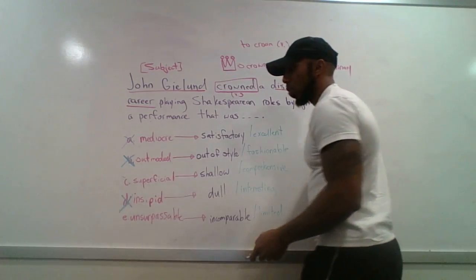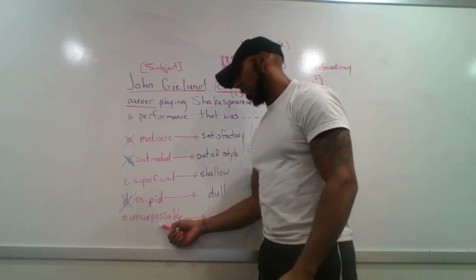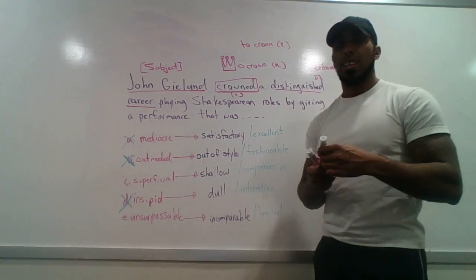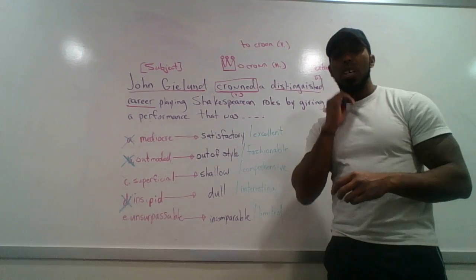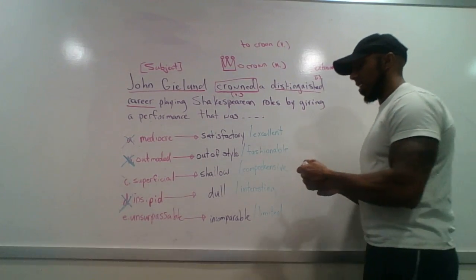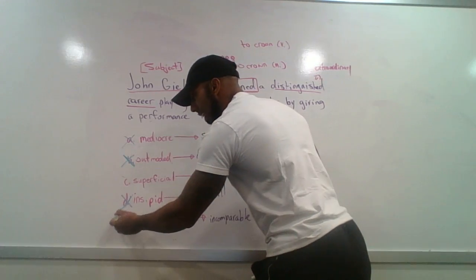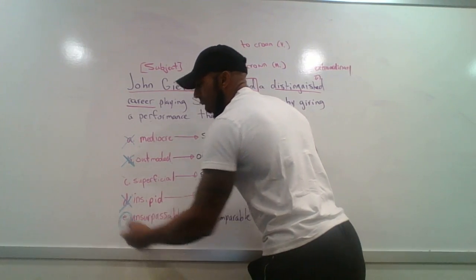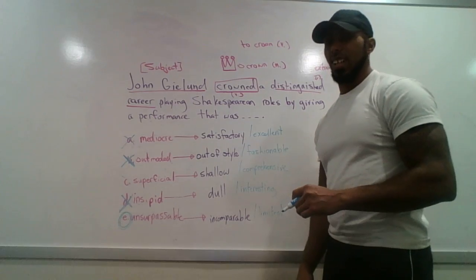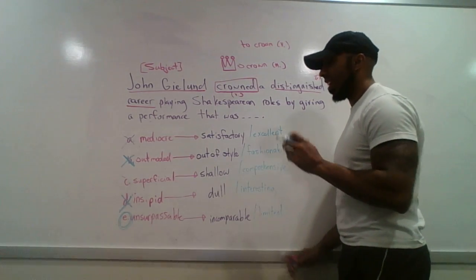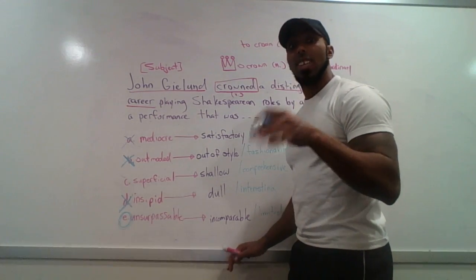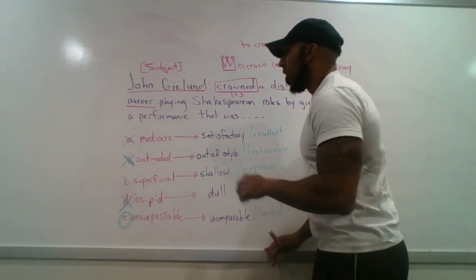Which leaves us with two choices. We have superficial and unsurpassable. Now that we've unpacked everything in the sentence, I think it's pretty obvious that the answer is C. Just kidding. It's not C. It's E. Okay. Hopefully, I got some of you guys out there when I said that, like, what? No, that doesn't seem right. Good. If you did say that, that's great. That means you're paying attention, right?